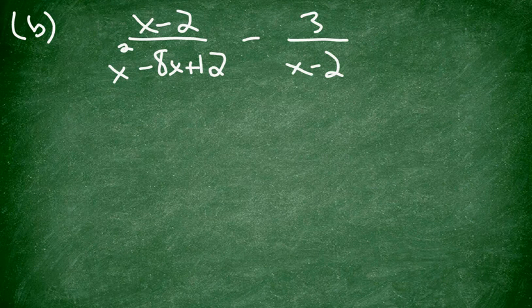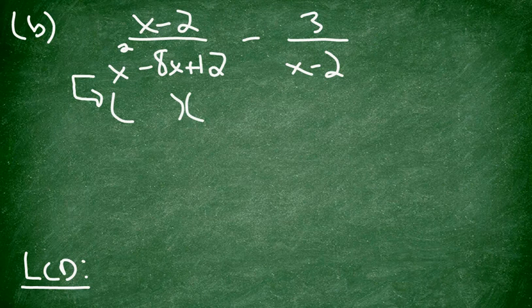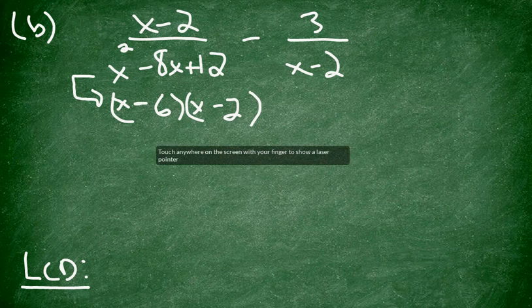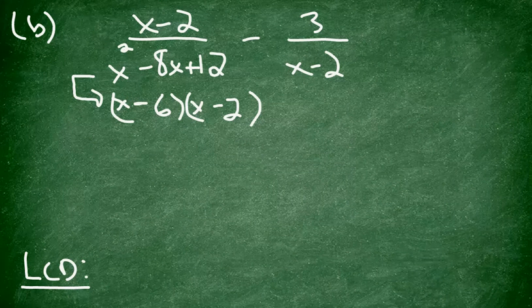Okay. So again, I need to find an LCD, or a least common denominator, for this problem. To start out, I'm going to note that this quadratic can be factored as x minus 6, x minus 2, right? So two numbers that multiply to 12 but add to negative 8: negative 6 and negative 2. So now if I compare this denominator with this one, I see that there's a unique x minus 6, so I'm going to write that down here, and then they share an x minus 2.